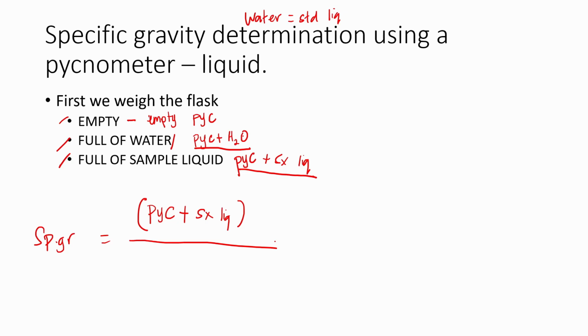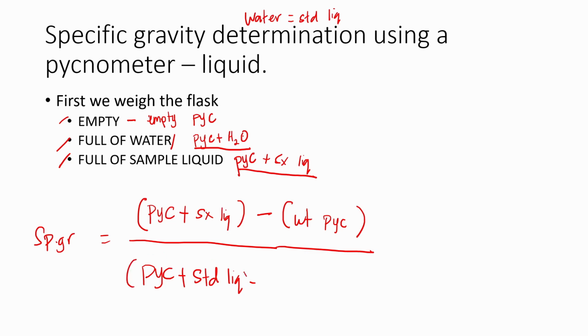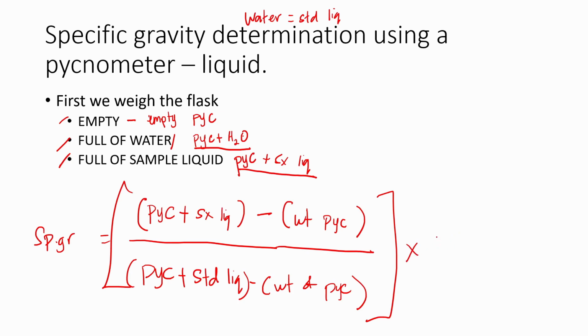So picnometer plus standard liquid, bago sa baba, you have picnometer plus standard liquid minus weight of picnometer alone, empty picnometer. Then sa baba, picnometer plus standard liquid minus weight of picnometer. Then multiply it by spec graph of standard liquid at temp. Okay, nakopya po? Yes po, sir. Okay. Any questions so far?